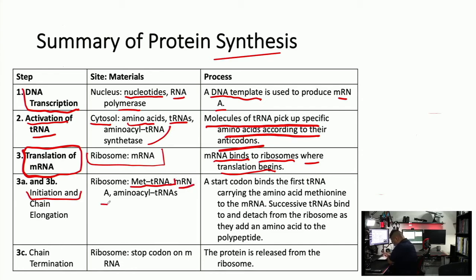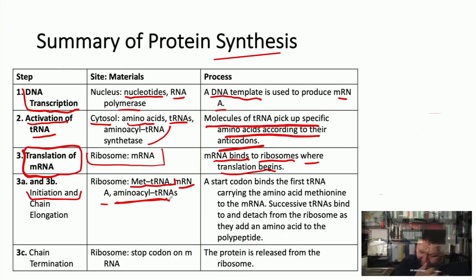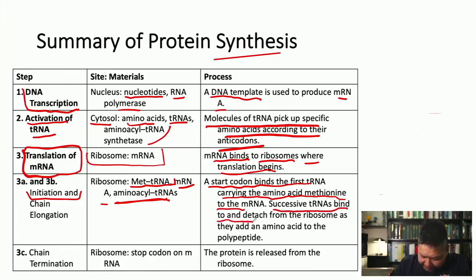And we have some mRNA there, of course, and some more aminoacyl tRNAs, because they've already been made by the synthetase in one of the previous steps. The start codon binds the first tRNA carrying the amino acid methionine to the mRNA, and then successive tRNAs bind to and attach from the ribosome as they add an amino acid to the polypeptide during protein synthesis.